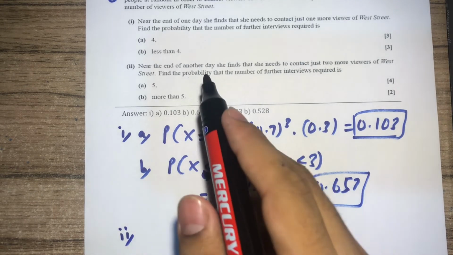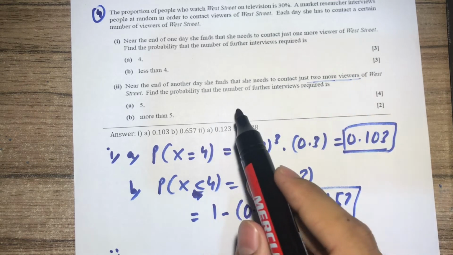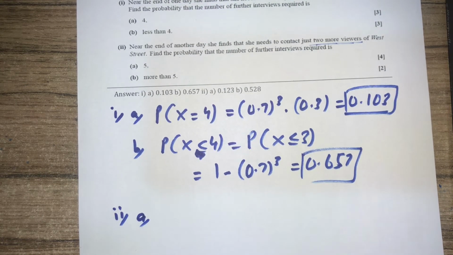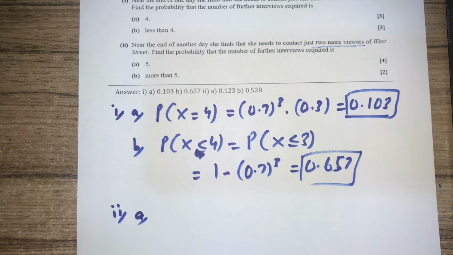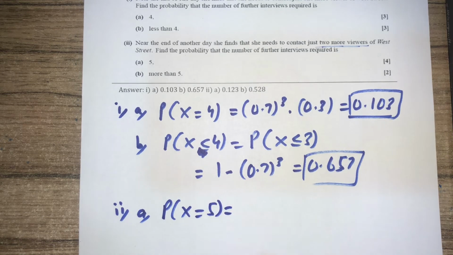Now in part 2, near the end of another day, she finds that she needs to contact just 2 more viewers of West Street. Find the probability that the number of further interviews required is 5. Still the probability of success is 0.3 and of failure is 0.7. So we have to find the probability of x equals 5. But over here we don't have only one success, we need 2 successes, right? But the last success should be on the 5th try. The first success could be on the first, second, third or 4th try.